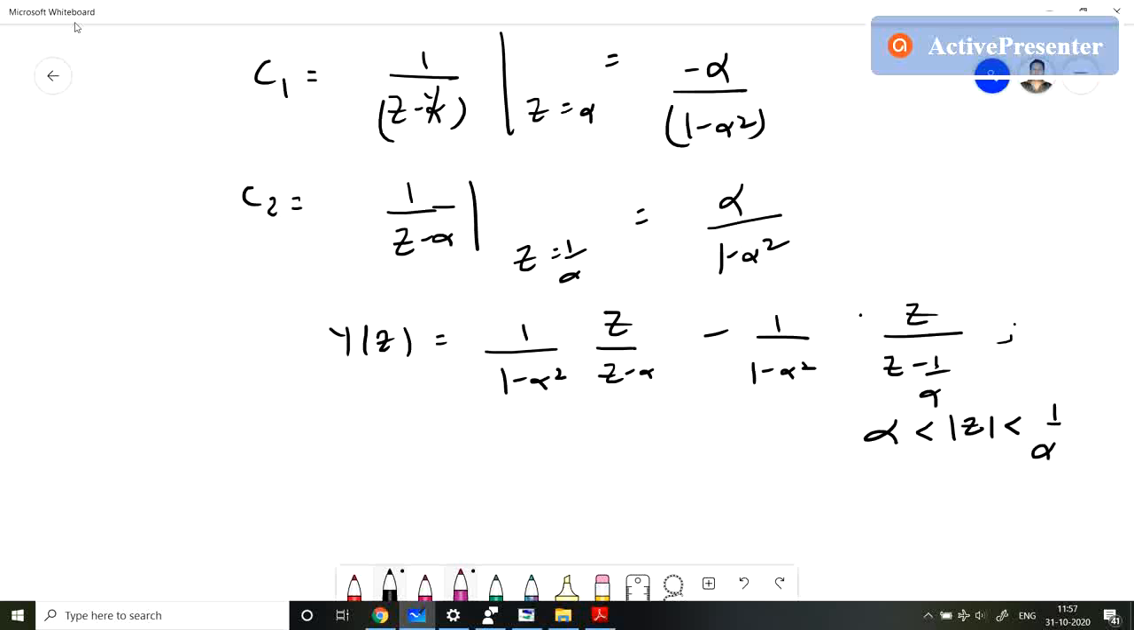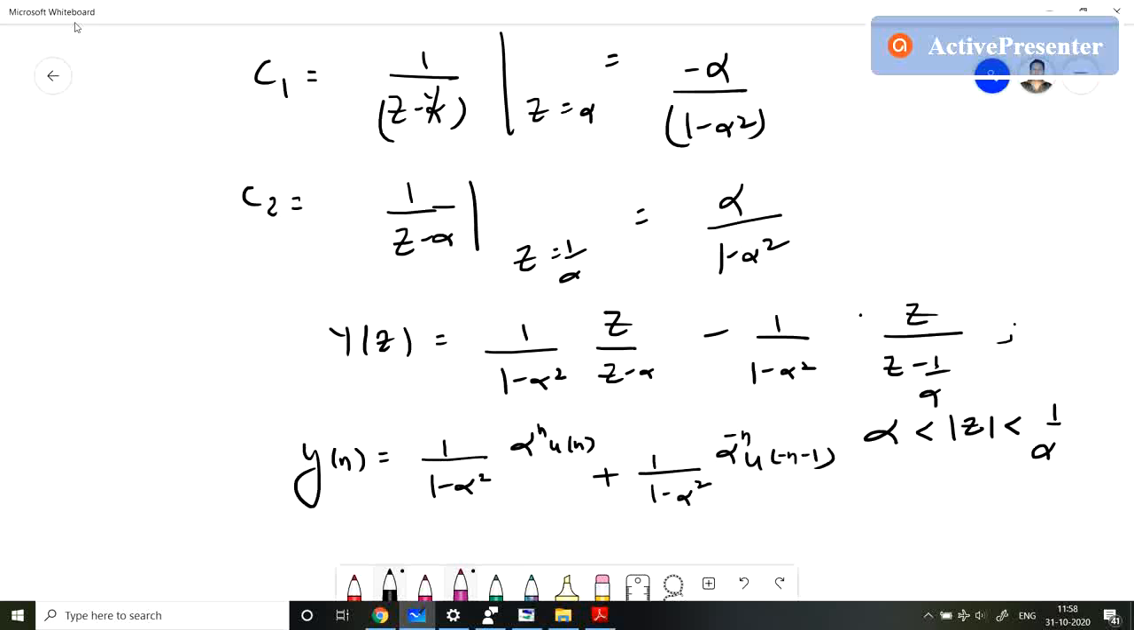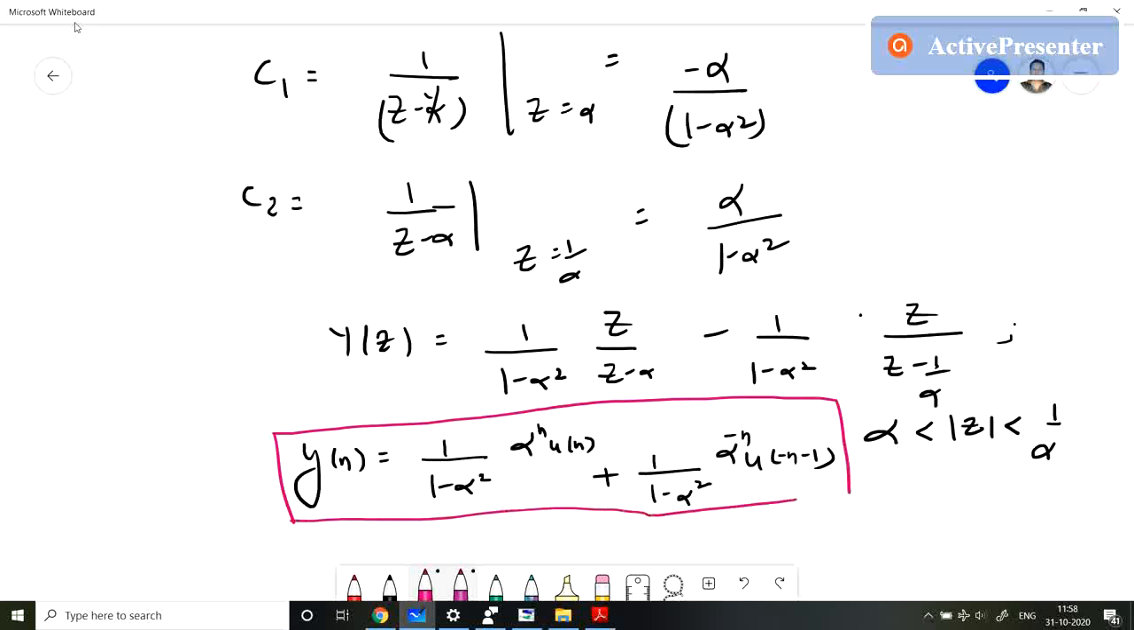This is the ROC. Now if we find the inverse transform, then Yn is equal to 1 divided by 1 minus alpha square, alpha raised to the power n, un, plus 1 divided by 1 minus alpha square, alpha raised to the power minus n, u of minus n minus 1. So this is the response yn.